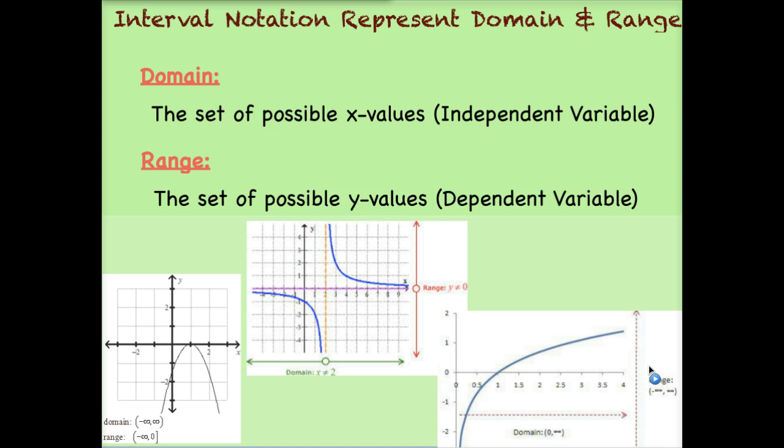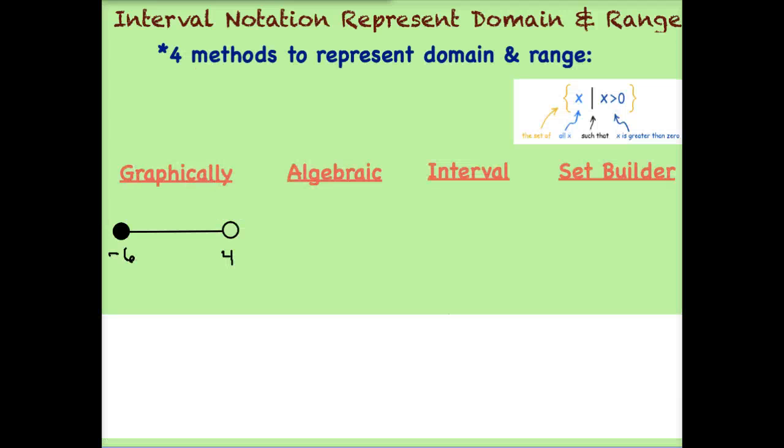So now that you've seen some of this graphically, let's start working on what this looks like and how we write these. There are 4 methods to represent domain and range. The first one is graphically.